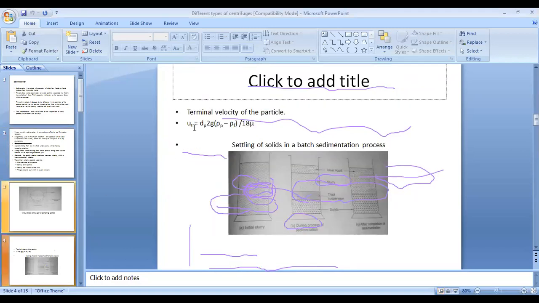This is the equation for terminal velocity. Ut is equal to dp square times g times (rho p minus rho f) divided by 18 mu. dp is the diameter of the particle, rho p is the density of the particle, and rho f is the density of the fluid. Mu is the viscosity of the fluid. So based on this, we can calculate the terminal velocity of the particle.